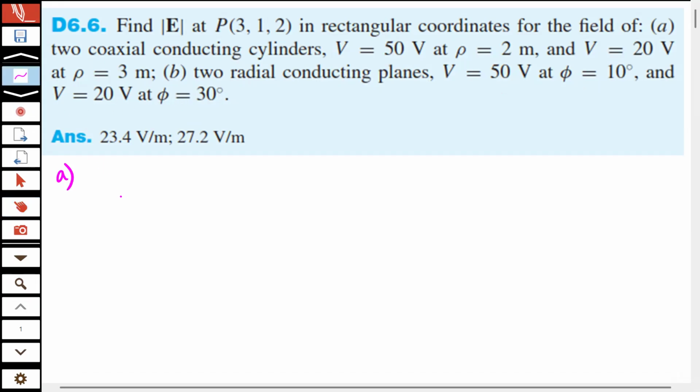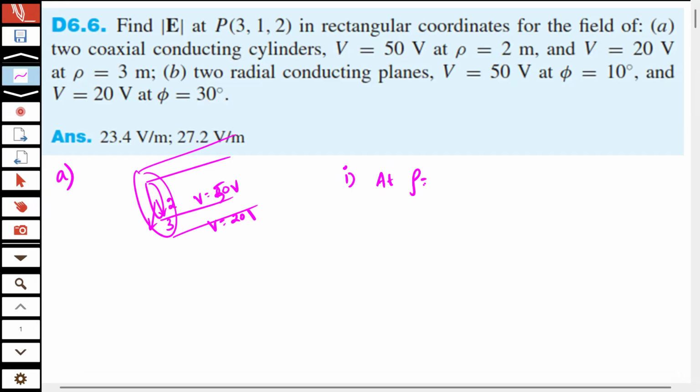For subdivision 1, you have two coaxial conducting cylinders given. So let me roughly draw two coaxial conducting cylinders. The inner one is at a radius 2 meter and the outer one is at radius 3 meter. The inner one is at a potential of 50 volts and the outer one is at a potential of 20 volts. Now the two boundary conditions are given. I will be writing the boundary conditions. At radius 2, potential V is 50 volts and the second boundary condition is at radius 3, potential V is 20 volts.